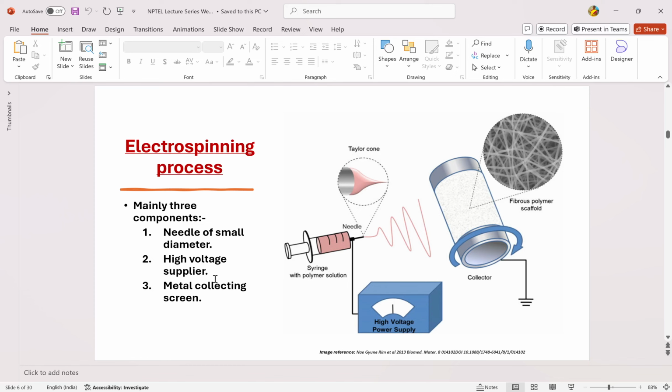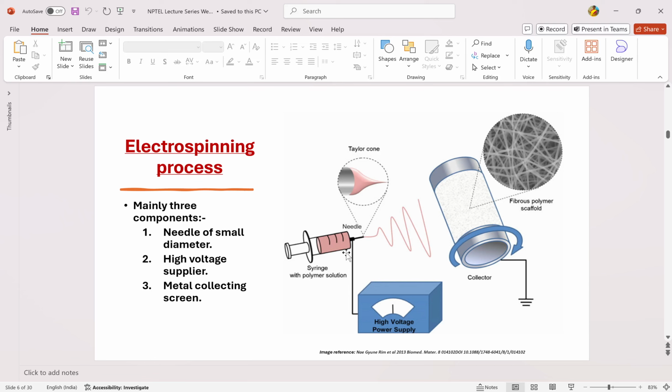Then high voltage supply. The higher voltage you apply, the finer Taylor cone you can see. The finer the Taylor cone that is formed, the finer your nanofibers will be. Then you have a metal collecting screen. Here it is shown as a drum collector. As you can see, the collector is grounded.